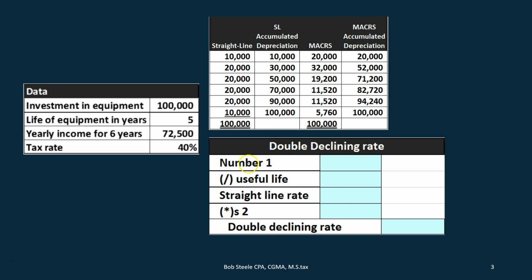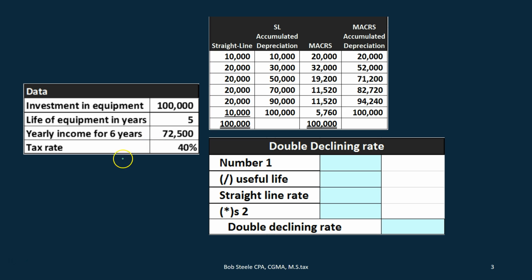So we're going to say that we're going to invest in a piece of equipment for 100,000. It's going to have a useful life in terms of depreciation of 5 years. It's going to have yearly income resulting from this of 72,500, and we have a tax rate of 40% for this problem.